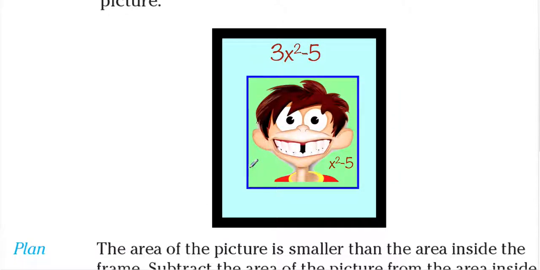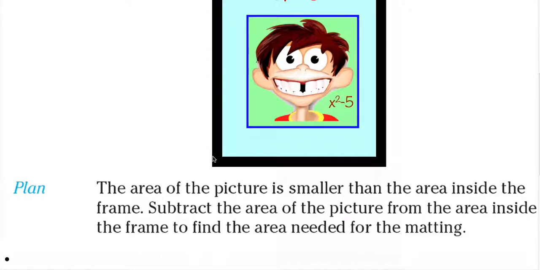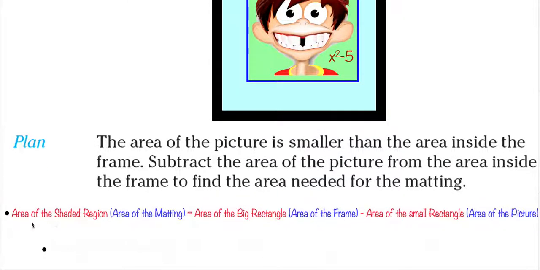So what do we plan to do? The area of the picture is smaller than the area inside the frame. Subtract the area of the picture from the area inside the frame to find the area needed for the matting. In other words, from what we learned in the past, this is what is being asked of us. We want to find the area of the shaded region, which is this area right here, which is also the same as the area of the matting.